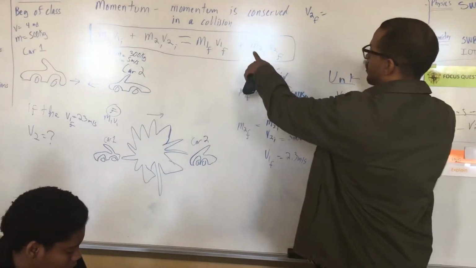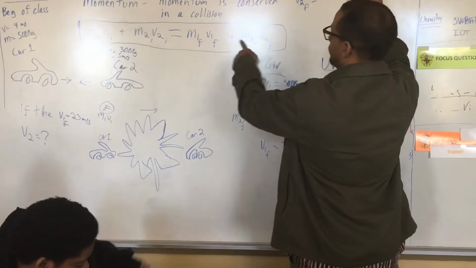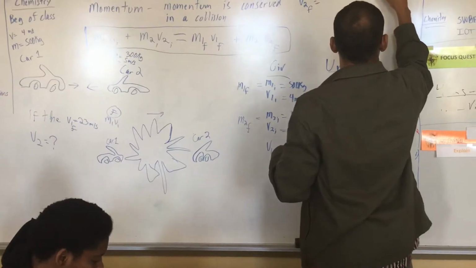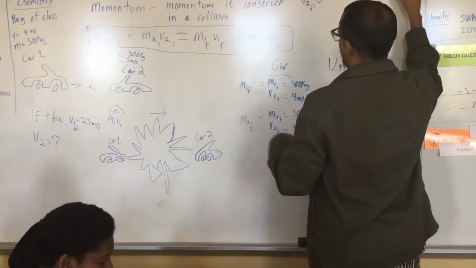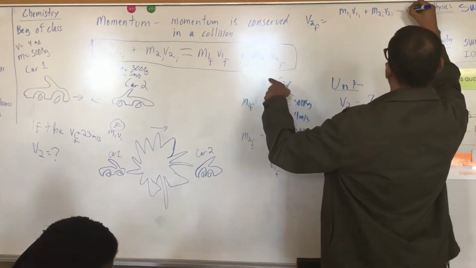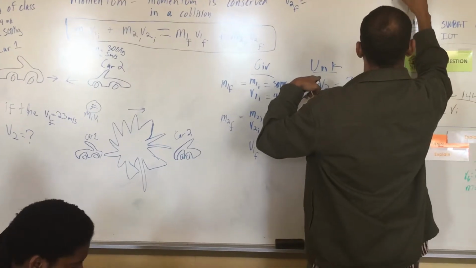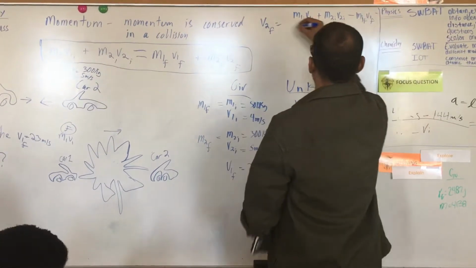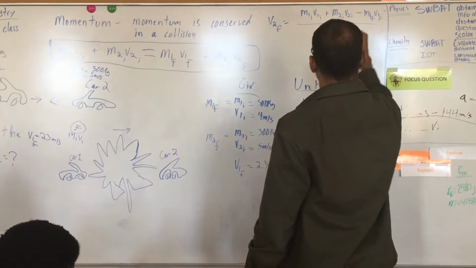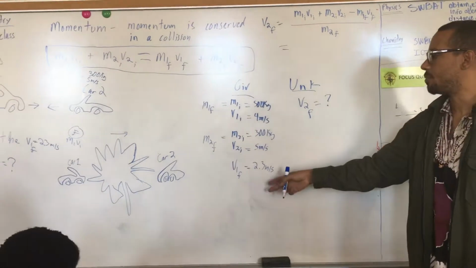That's going to be equal to M1I V1I plus M2I V2I minus, because we want this term by itself, M1 final V1 final, and then we'd have to divide off the M2, M2 final. And then from there, all we do is just substitute in. So now we're going to substitute in our variables from here.